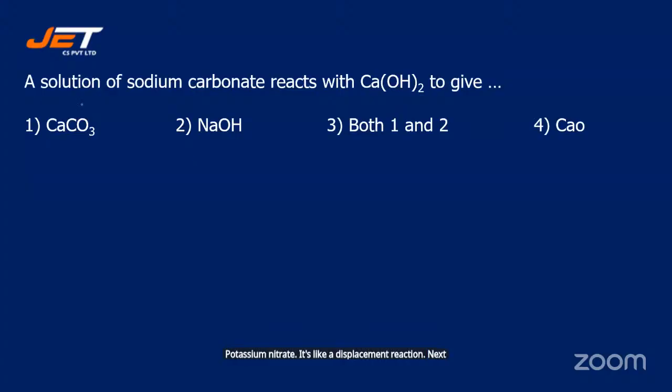Next question. A solution of sodium carbonate reacts with slaked lime to give what? First one, calcium carbonate; sodium hydroxide; both 1 and 2; and calcium oxide. Which is the right option among these? Shrutasya is mentioning it as 1 and 2. And yes, this is the right option. That is, both calcium carbonate and sodium hydroxide are formed.